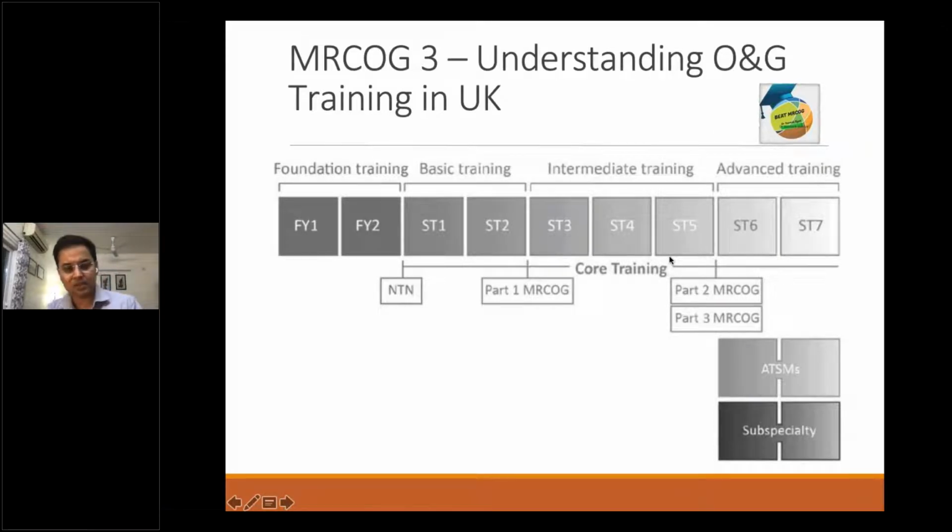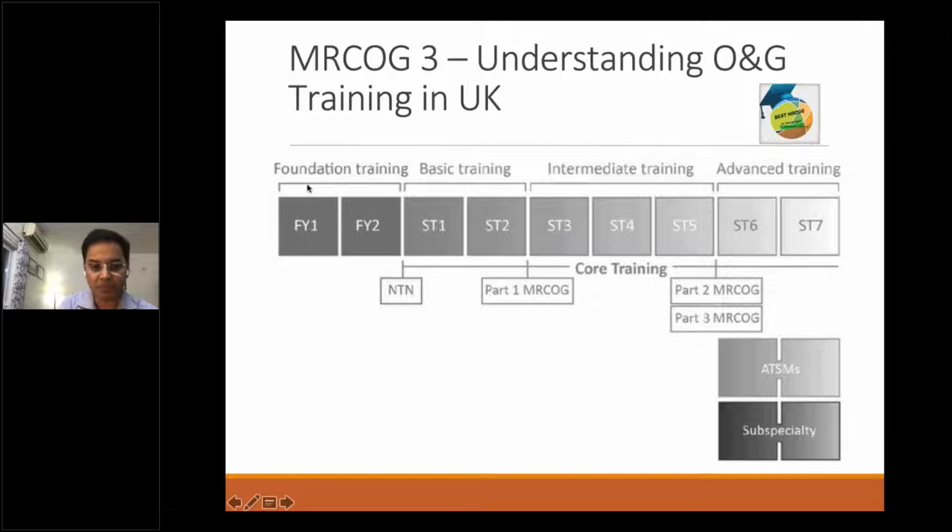Now, just a brief description of how the OBG training is conducted in the UK. After obtaining the undergraduate degree, which is MBBS in the UK, they undergo 2 years of foundation training. And the foundation training is similar to what we call internship in India and probably in other countries.